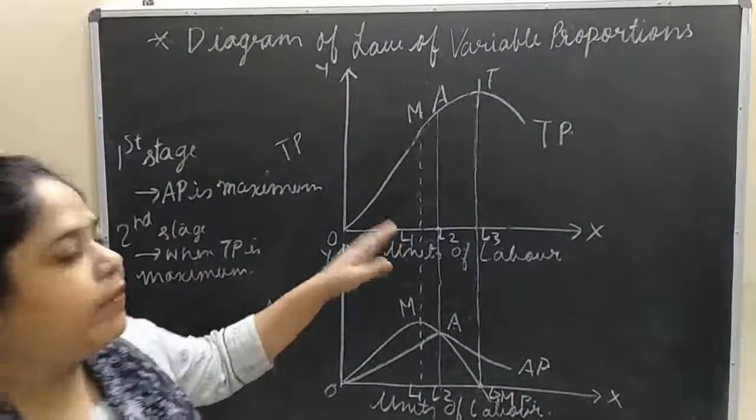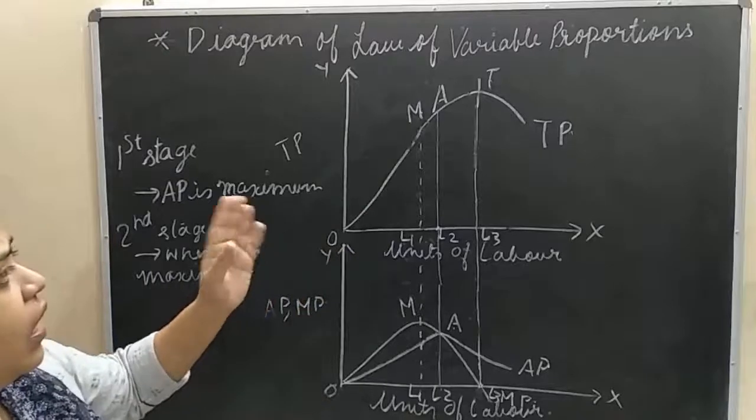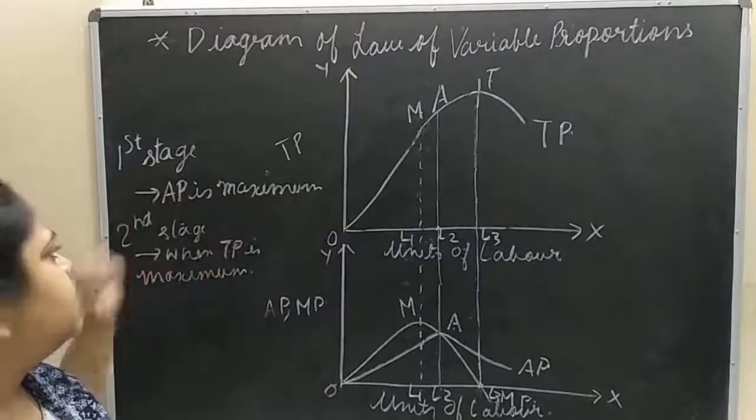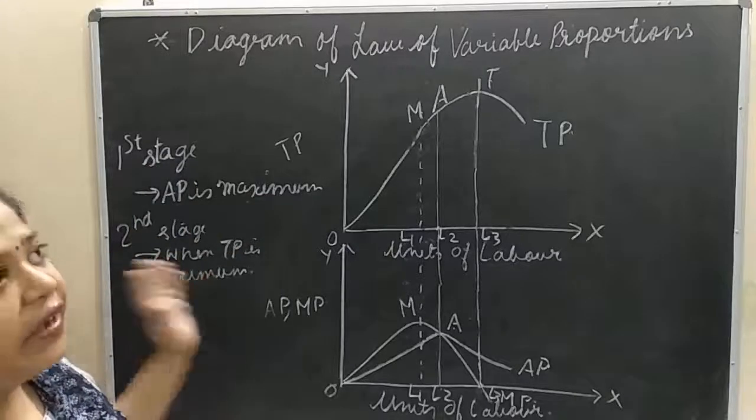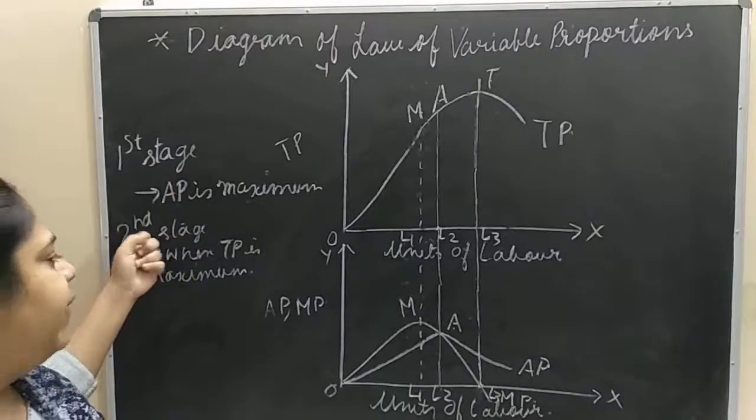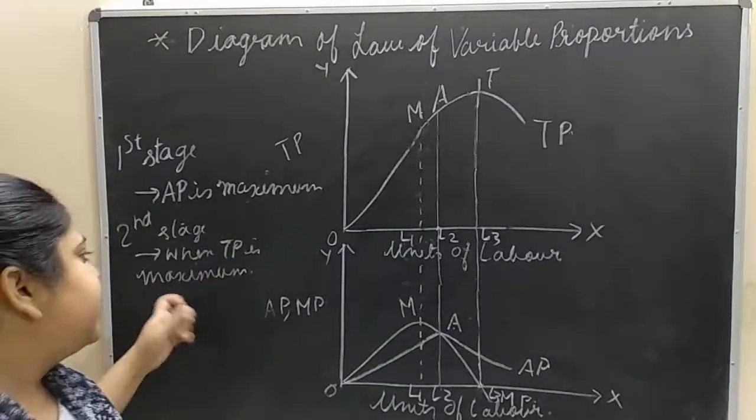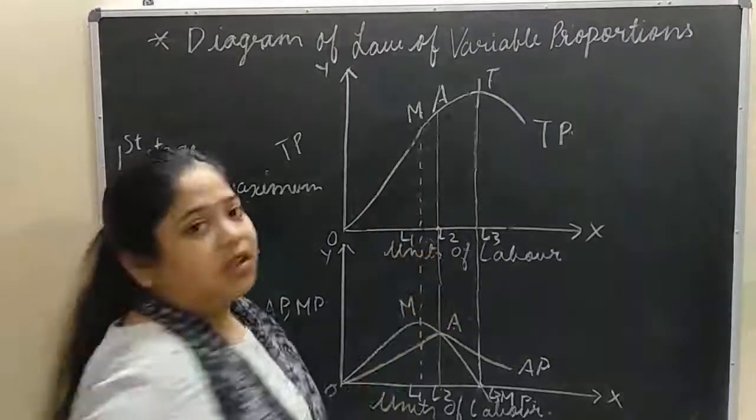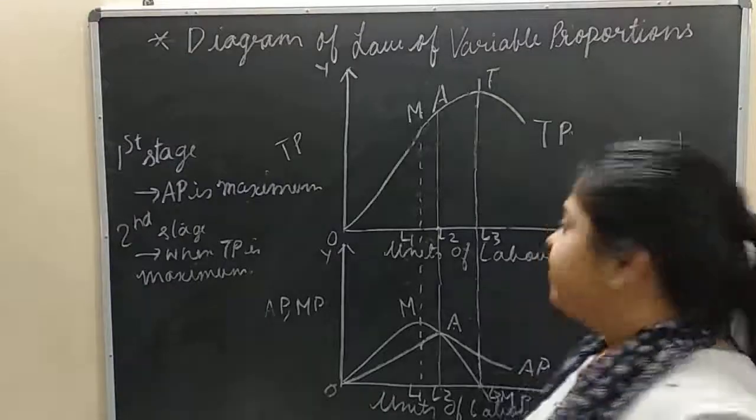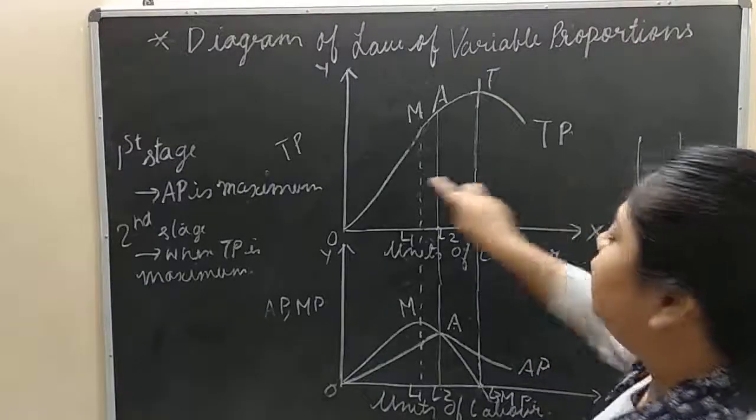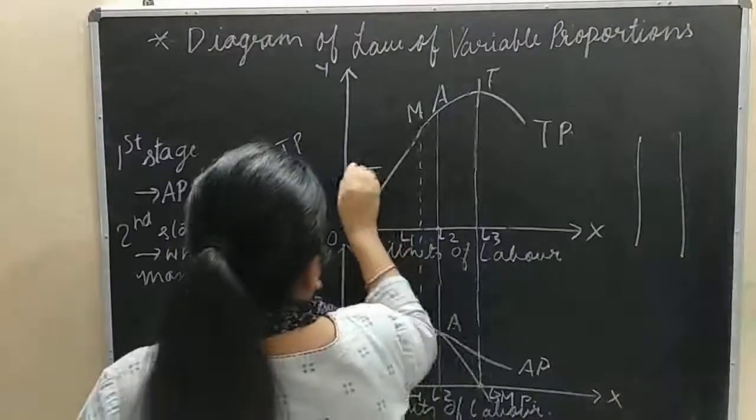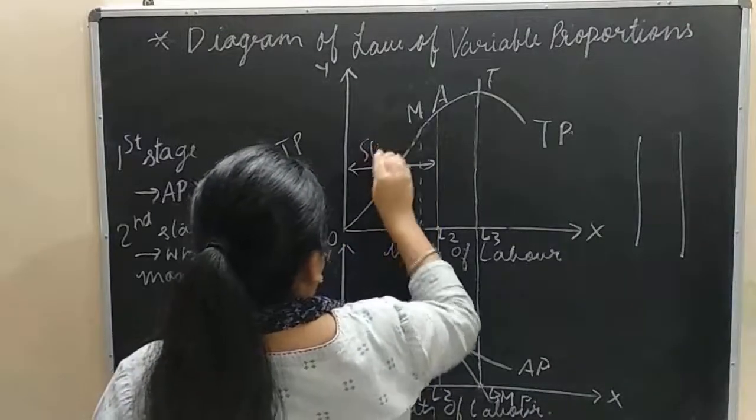Now, units of labor: L stands for units of labor. What is the first stage? The indicator of the ending of the first stage is that AP is maximum. The indicator of the ending of the second stage is that TP is maximum. The straight lines like this indicate where the stages end. If you want to know what the stages are, don't follow the dotted line, follow the straight lines. So this is stage 1.